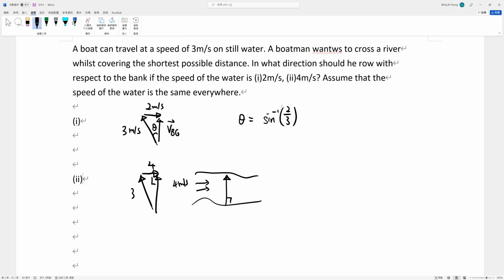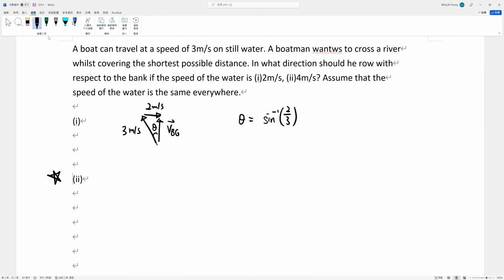Because the water speed is larger than the speed of the boat, it will still shift a bit, and then you are going to find the angle such that it can move, covering the shortest possible distance. We still need to draw the graph and see at which angle. Now this question is pretty classic, and I hope you can understand.